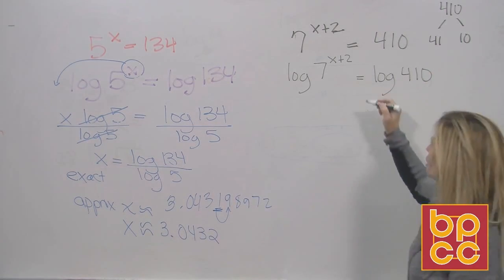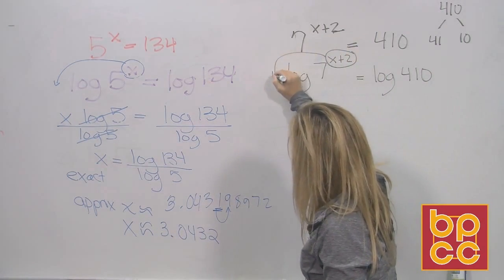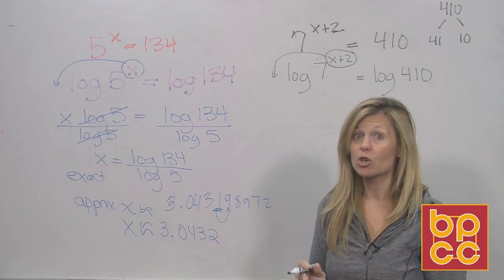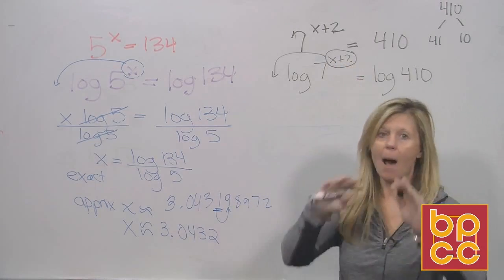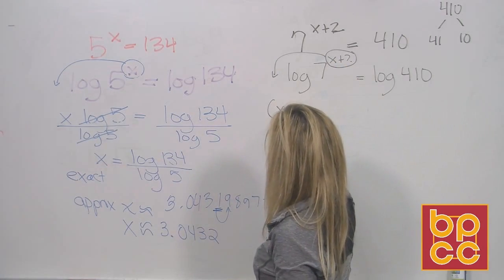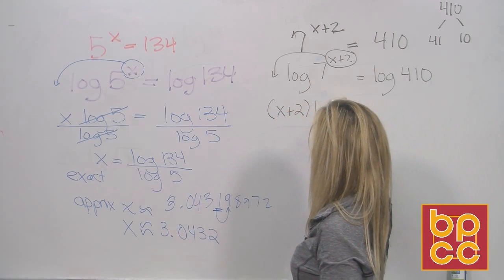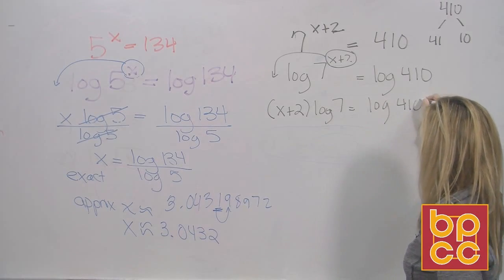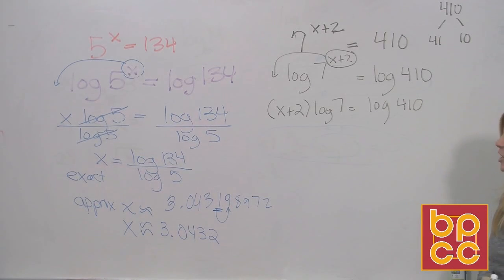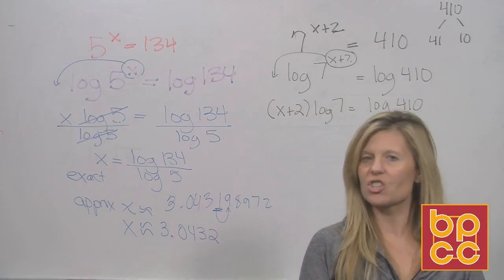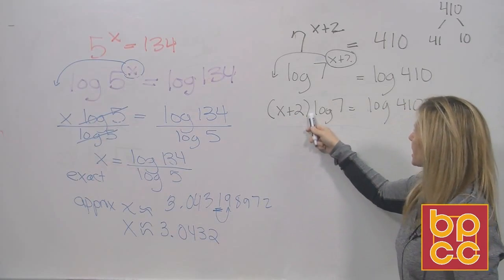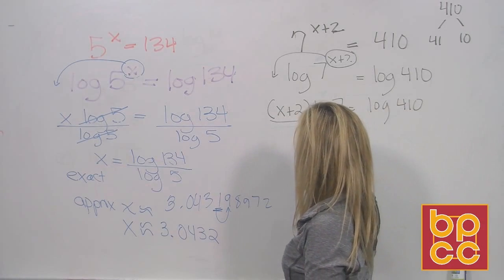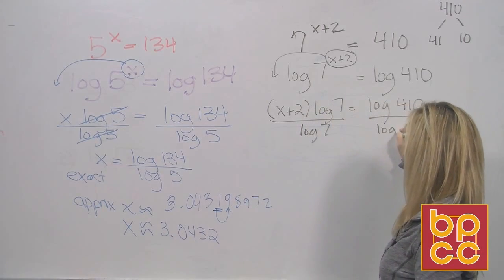What that log lets us do is take this exponent and bring it down in front. How is that exponent connected? Multiplication. So to show multiplication, because there's 2 terms here, I'm going to put it in parentheses. So this is going to be (x+2) times common log 7 equals common log 410. Now that you got the exponent down, your job is just to get x by itself. Well, this is connected by multiplication, so we need to divide by common log 7. So let's divide by log 7.